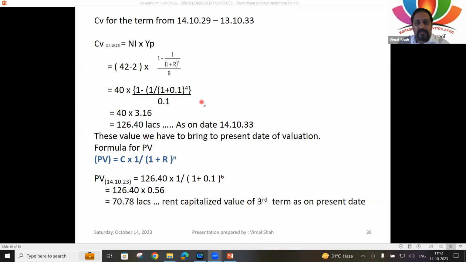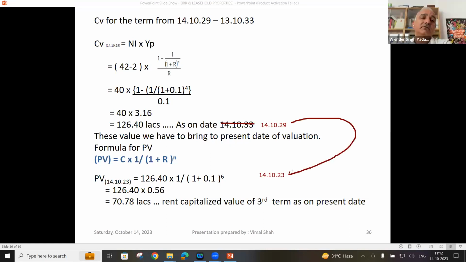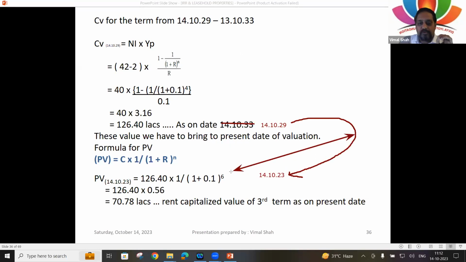14/10/29. Okay, here it is not 33, it is 14/10/29. Now I am doing the valuation on 14/10/23. So I have to defer this for how many years? How many years back will I bring it? 6 years. So I am deferring it for 6 years using the present value factor formula, and I am bringing this 126 lakh rupees value to today's value.